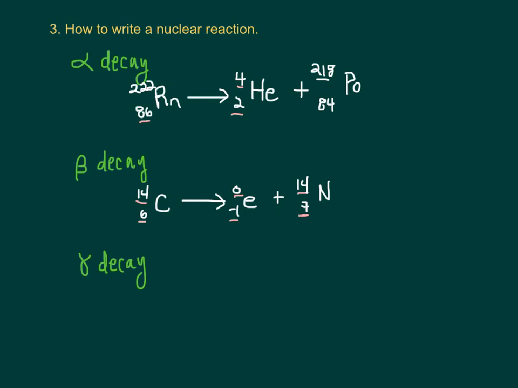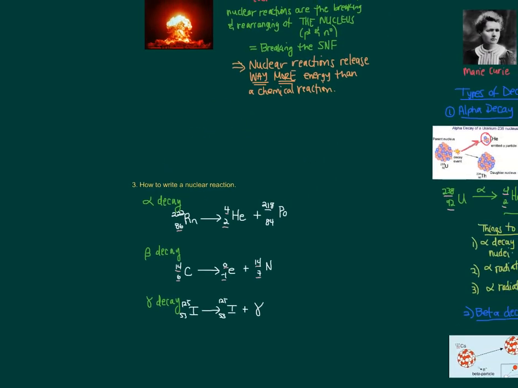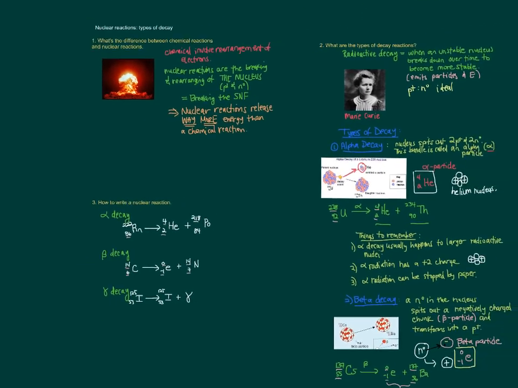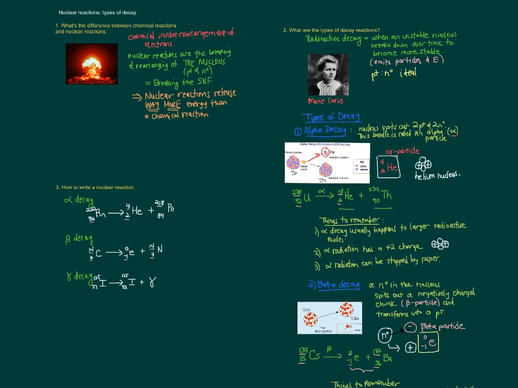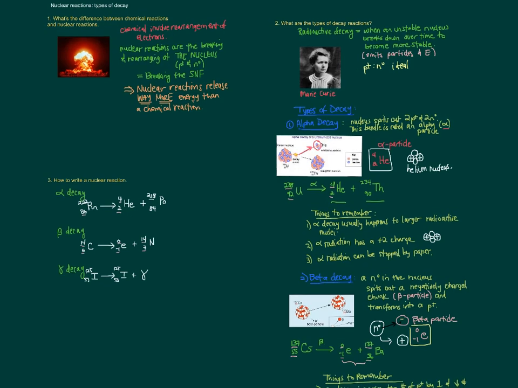And of course, gamma decay is the easiest one. If we have iodine-125 and it undergoes a gamma decay, it is still iodine-125. And then you just put a gamma particle next to it. All right, so that is all of the nuclear decay types. There you go.